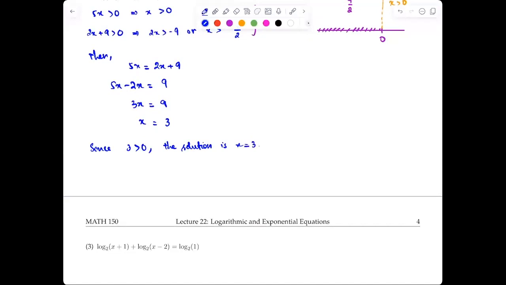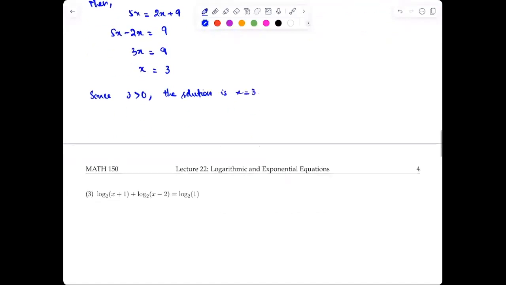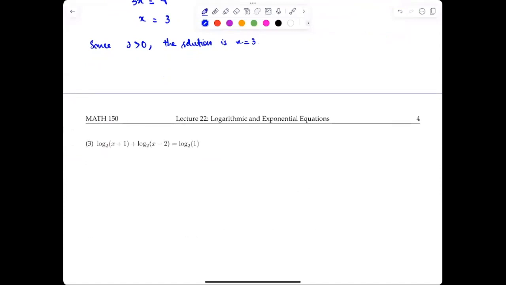So the first two examples are easy. Now we're going to move on to number 3. So in number 3, as you can see, you have 3 different log functions. First one is log base 2 of x plus 1. Second one, log base 2 of x minus 2. The third one is log base 2 of 1.